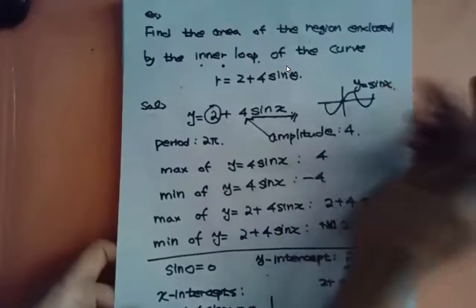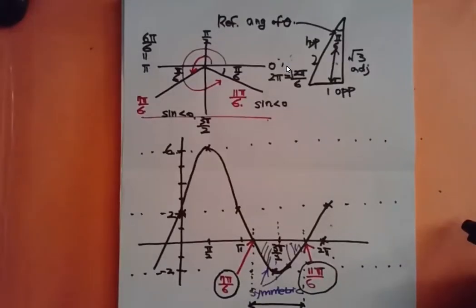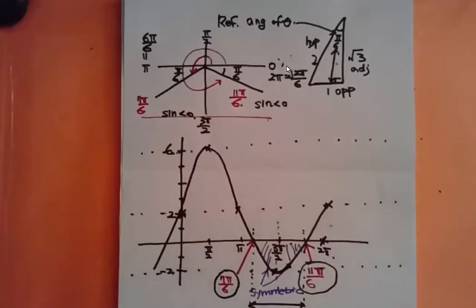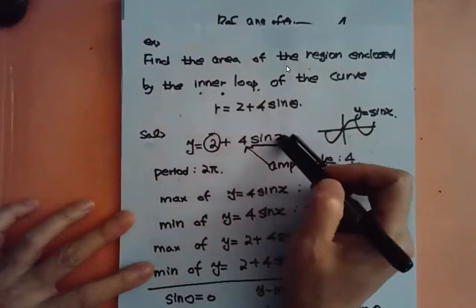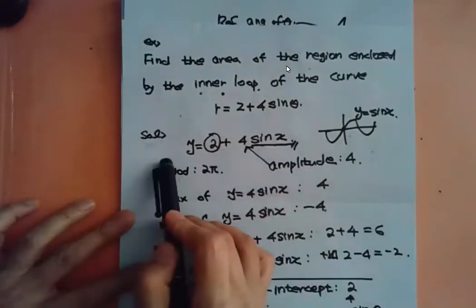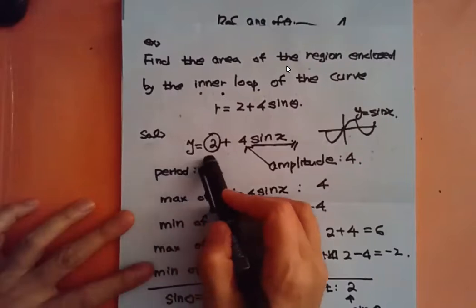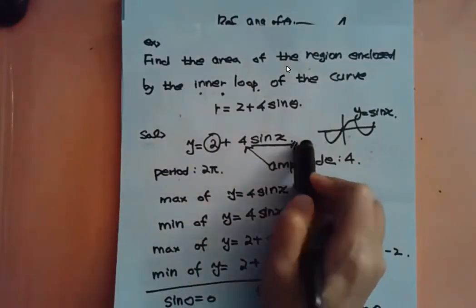We didn't draw the actual polar graph. Instead, we identified the region we have to integrate. So what we did was, instead of r, we wrote y, and instead of theta, we wrote x. And then we got the function y equals 2 plus 4 sine of x, and we visualized this.